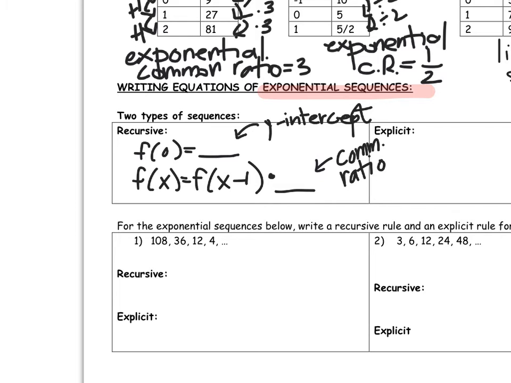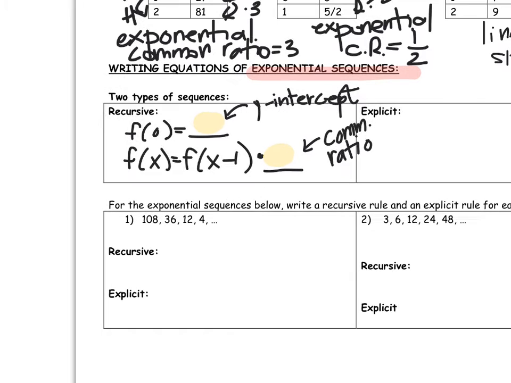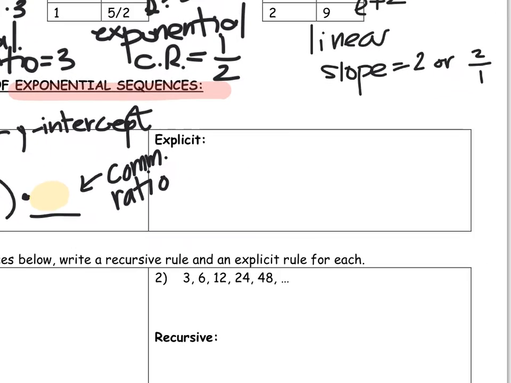All right, let's do our explicit equation. So really, all that we need to do to answer this question is fill in this blank and fill in this blank. All right, explicit is nice and easy. This is one of my favorite equations to write. An explicit equation for exponential functions just looks like this. You could write y equals, or you could write f of x equals. I'm going to write f of x equals.